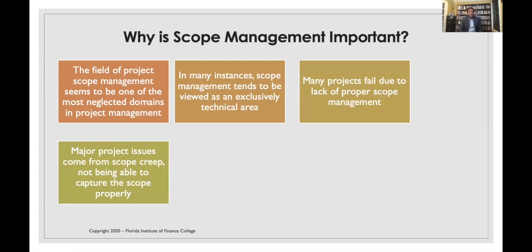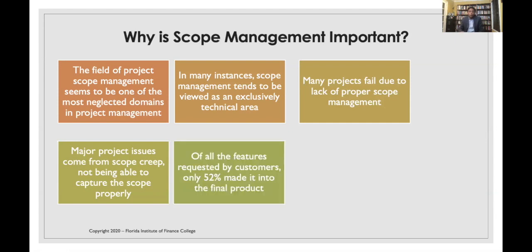The other area that we need to discuss is that major project issues come from scope creep and gold plating. These are two important concepts that project managers should know, because not being able to capture the scope properly brings scope creep. And gold plating is another term, used for giving the customer more than and above the scope of the project. Both of them have an impact on your project scope.